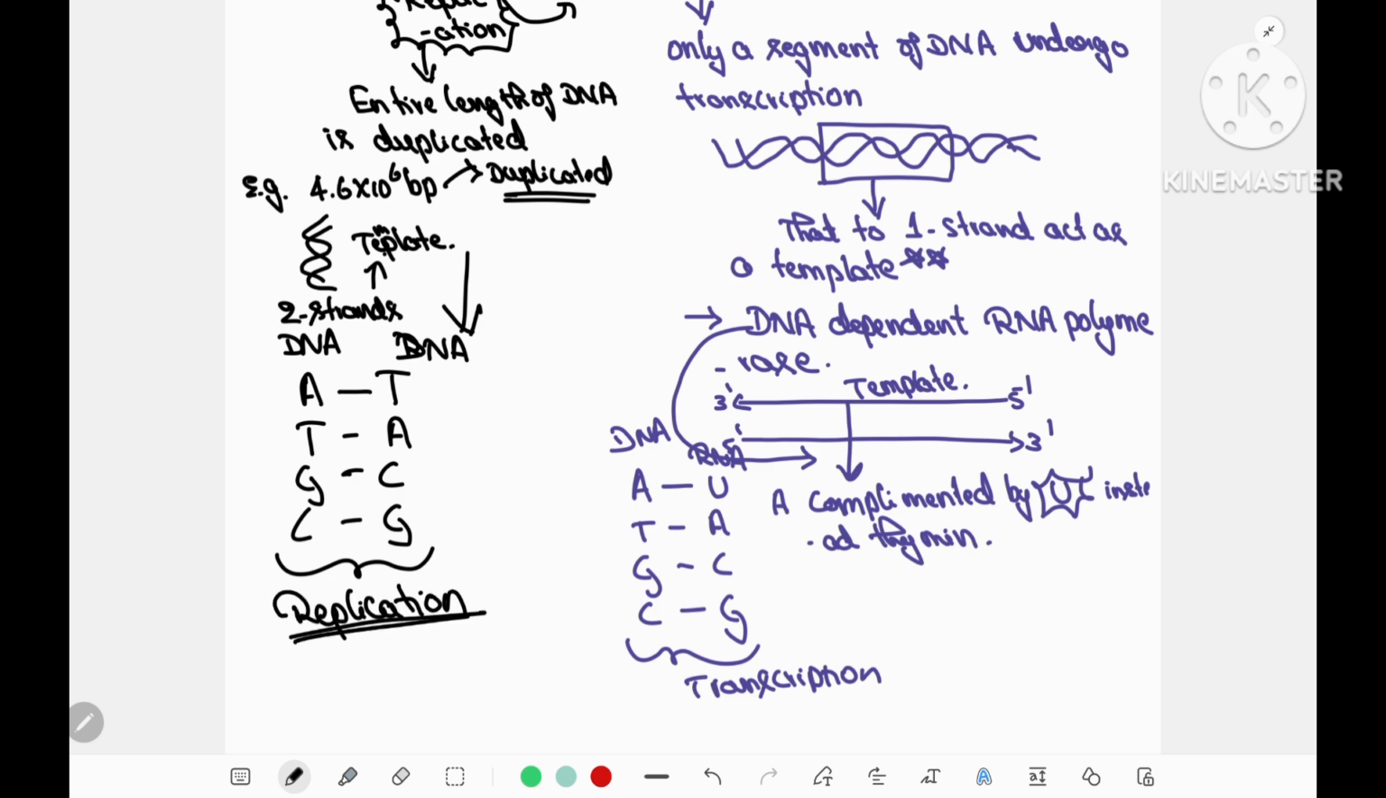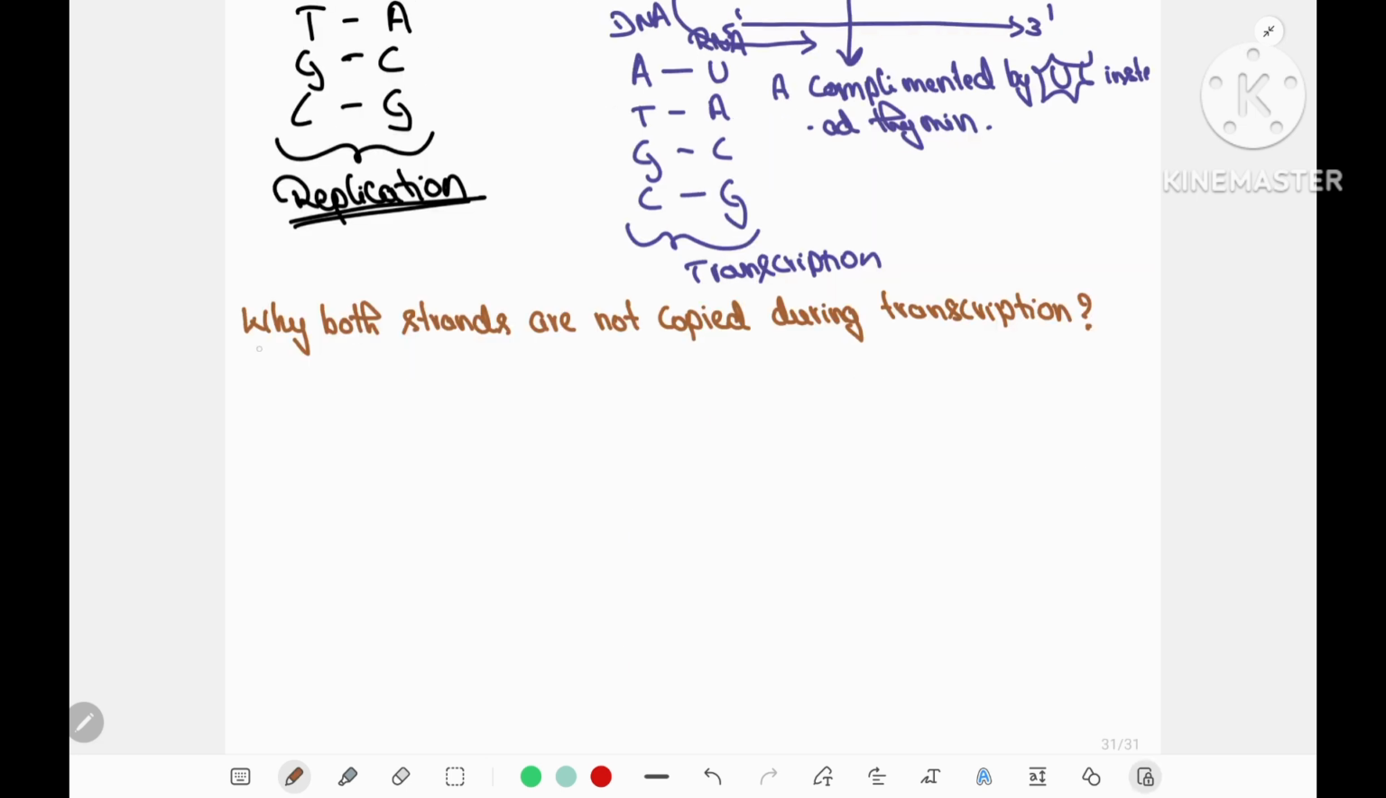So you should note these 2 points. During the process of transcription, there is complementation of uracil instead of thymine. Adenine will be complemented by uracil.